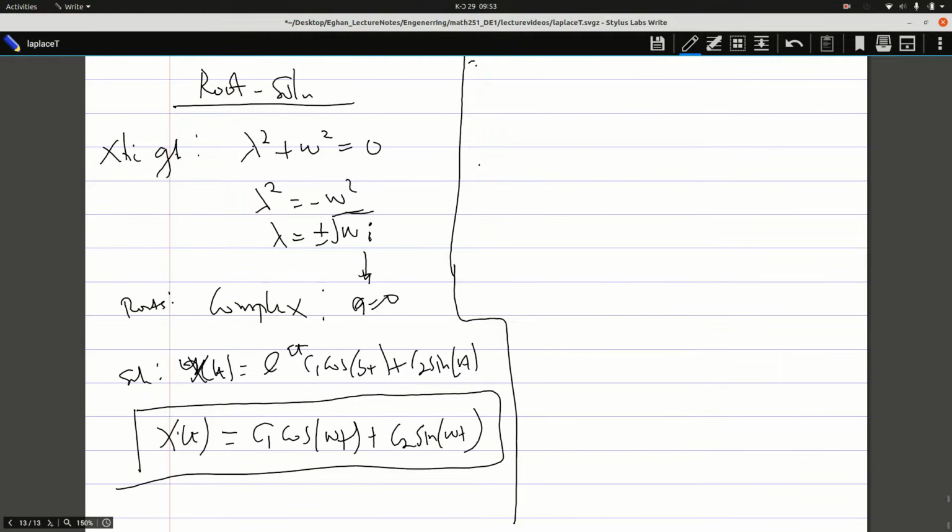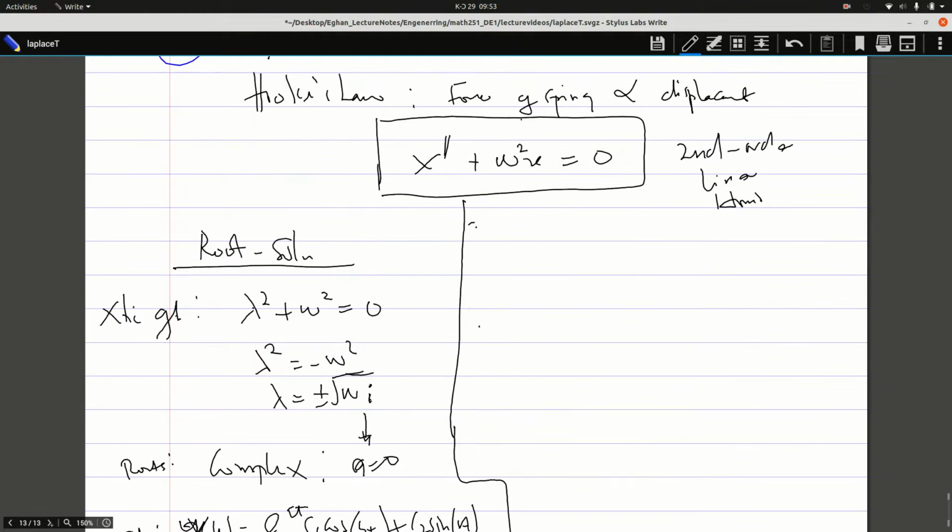The question is, is it the same case with the Laplace transform? I'll change the pen to blue. Let's use the Laplace transform here. It means I take the transform of the equation. So the Laplace transform of the second derivative plus the Laplace transform of omega squared x is equal to 0.